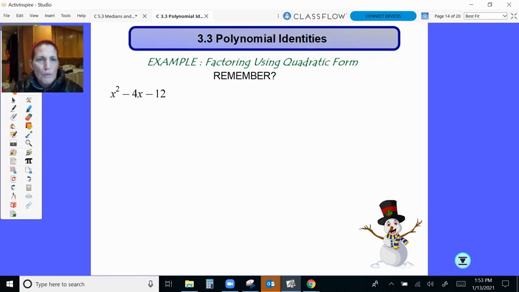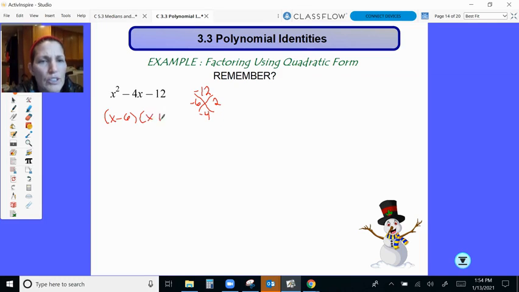So first of all, if you remember how to factor just a regular quadratic expression, I take factors of this negative 12 here, and what are factors of negative 12 that add up to negative 4? That would be negative 6 and 2. And so this would factor to x minus 6 times x plus 2. Okay, and that's how we would factor a majority of quadratic equations. Of course, we had different variations of those.